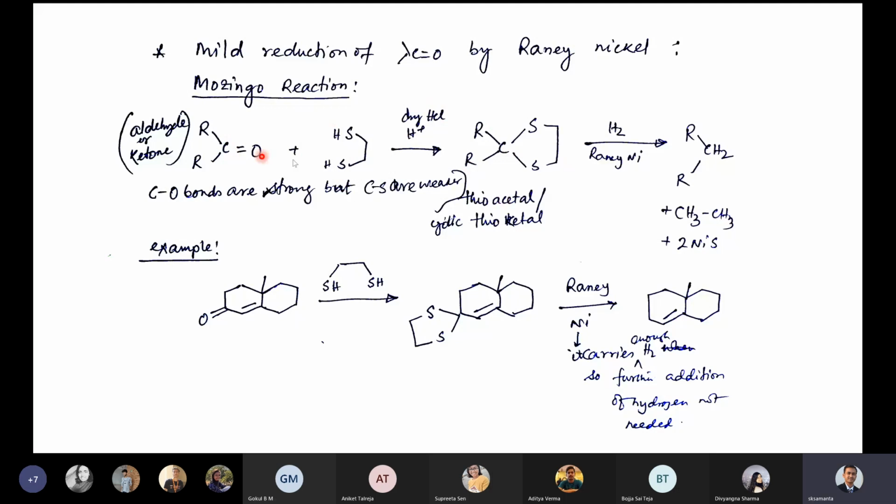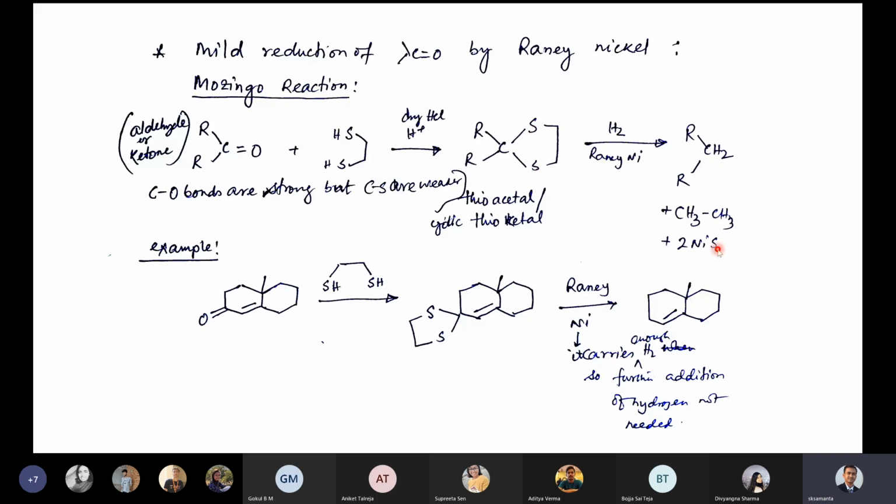Now when it comes from C double bond O to C single bond S, this bond strength has decreased a little bit because CO bonds are strong compared to CS bonds. And now the electron transfer from this Raney nickel to this carbon becomes easier. So this Raney nickel can transfer the electrons to this carbon very easily, like in the previous case. So you take hydrogen with Raney nickel and then it will be reduced to CH2 group. It will also form this CH3 and nickel sulfide NiS.